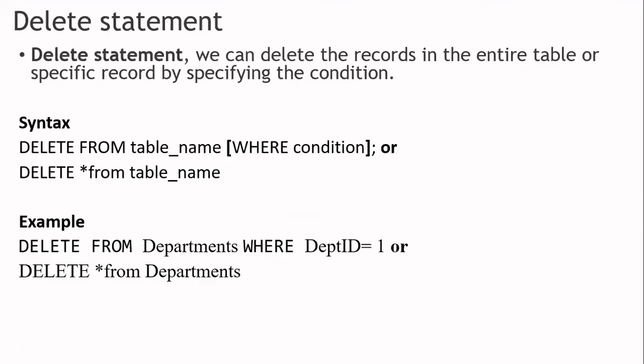Now after that, the last statement is the delete statement. What is the purpose of the delete statement? We can delete the records in the entire table or a specific record on a condition. So you can do delete in two ways, the complete records of the table or a single record.